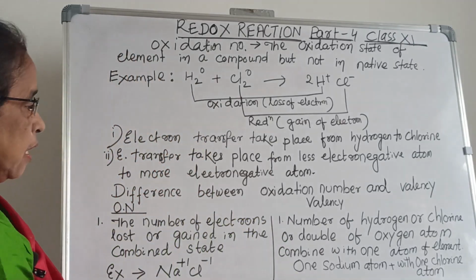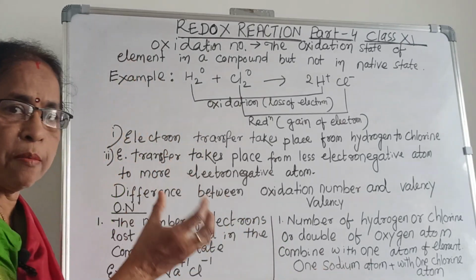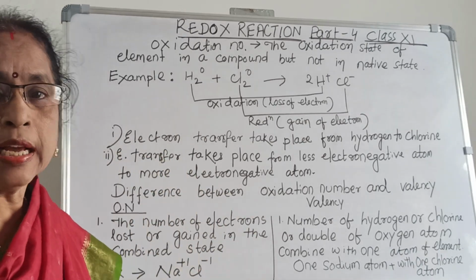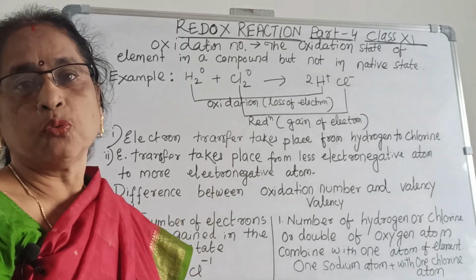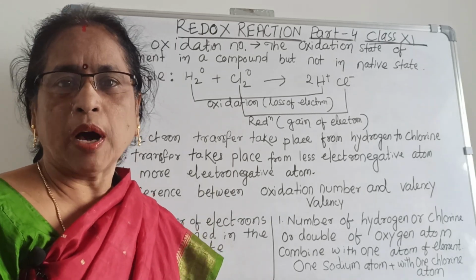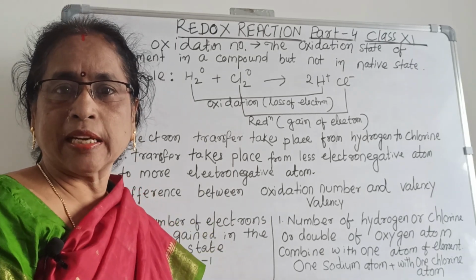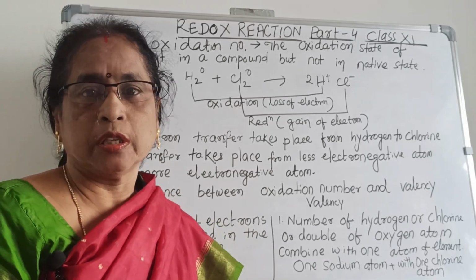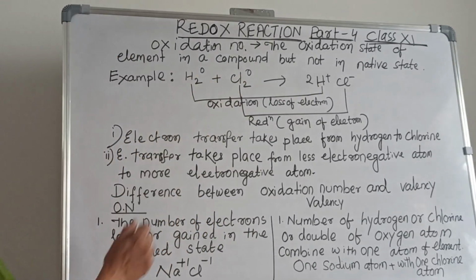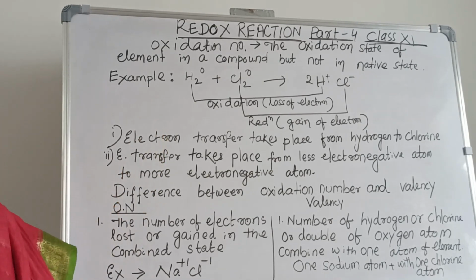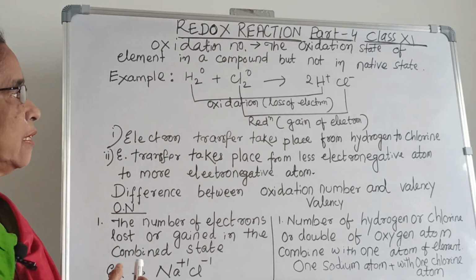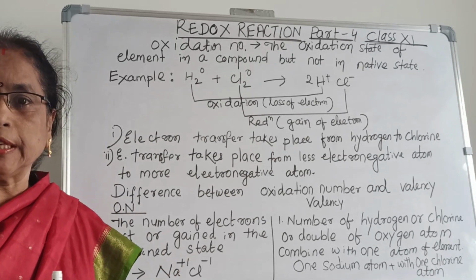So here one sodium atom can combine with one chlorine atom only. That is why the valency of sodium is 1, not +1, simply 1. +1 means in the combined state, and that is known as oxidation number. Again see, this is part 4 of 11th class redox reactions, and oxidation number means the oxidation state of that atom of the element, but not in the native state.